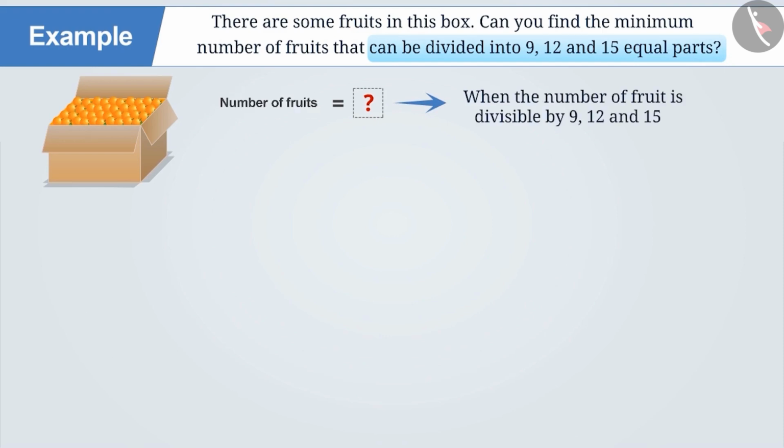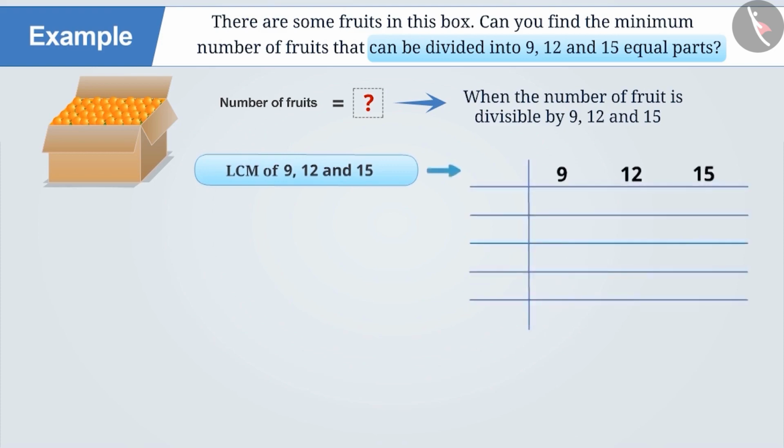In order to find the minimum number of such fruits, we need to find the LCM of 9, 12, and 15. To do this, we will write these numbers as follows. Now we will find the smallest prime number which will divide at least one of them, that is 2. But 9 cannot be divided by 2, so we will write it in the next row as it is. We will divide 12 by 2 and write the result in the next row. 15 is not divisible by 2, so we write it again as such in the next row.